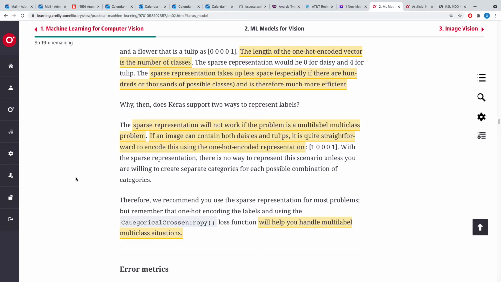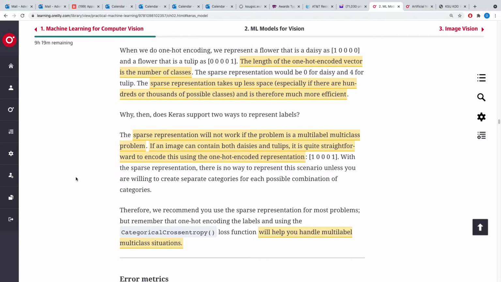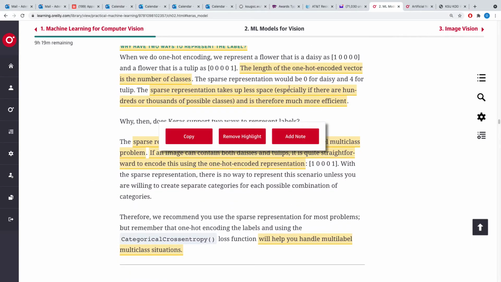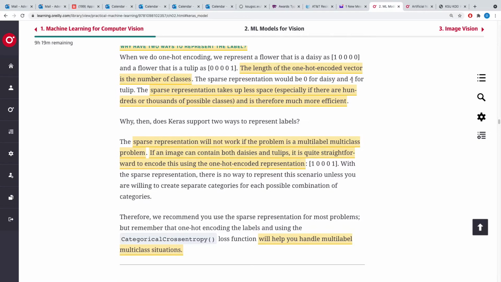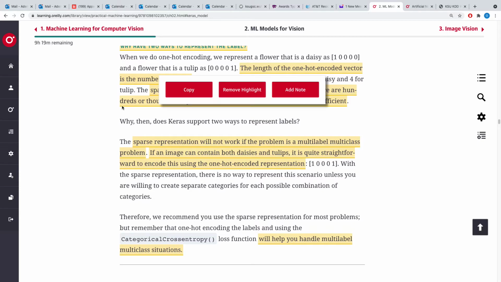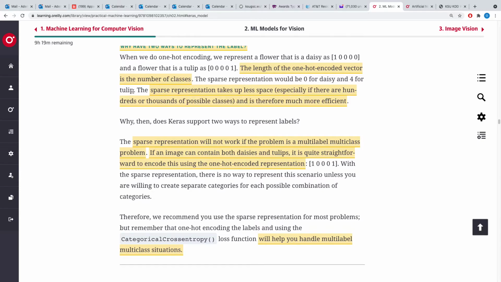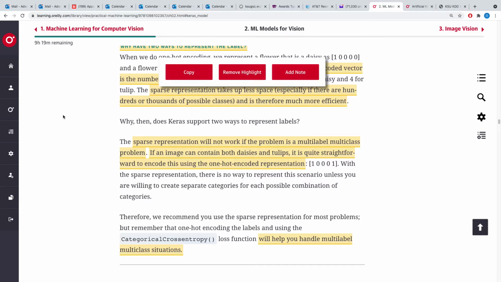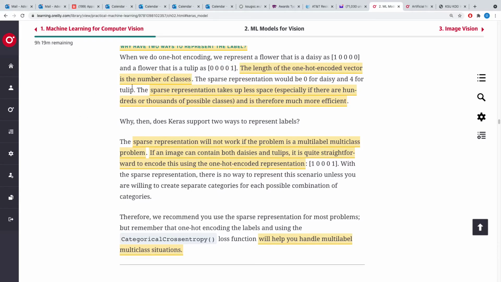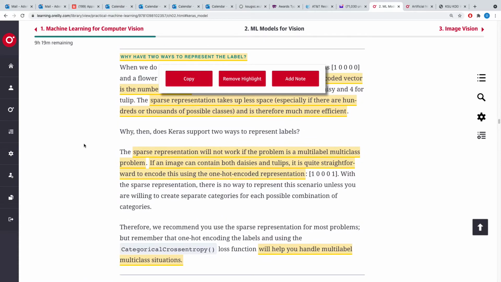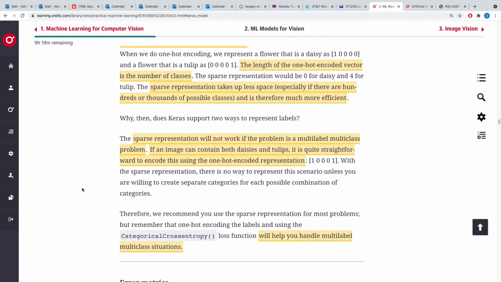That's the problem, because in your sparse encoding, you just put a number. So you put 0 for Daisy, and you put 4 for the other class. So let's say you have 5 classes: 0 for the first class, 1 for the second, up to 4. The downside of the 1/0 encoding is that it takes space.